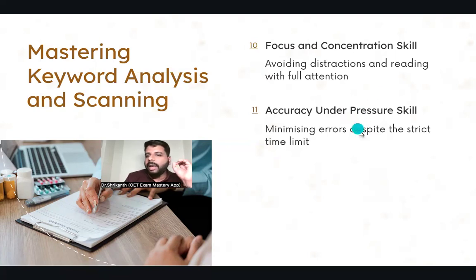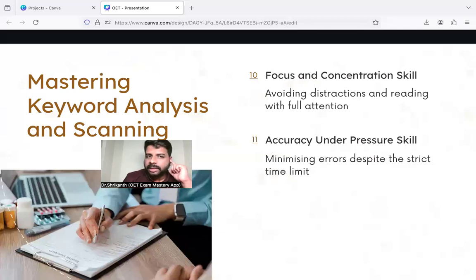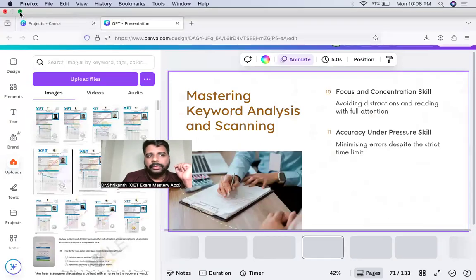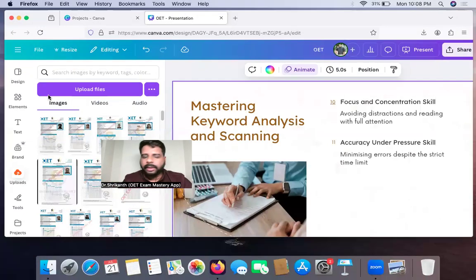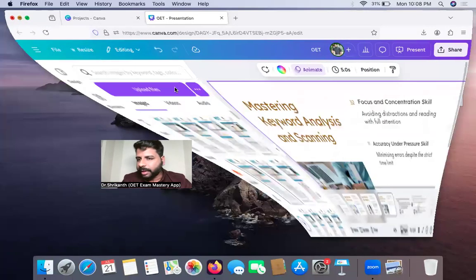And finally, accuracy under pressure. You're doing this under a very high pressure situation, so you must be able to minimize errors in the strict time limit, maintaining accuracy even though you're in a high pressure situation. So these are the skills that you need to have if you want to get a very good score in OET Reading Part A.